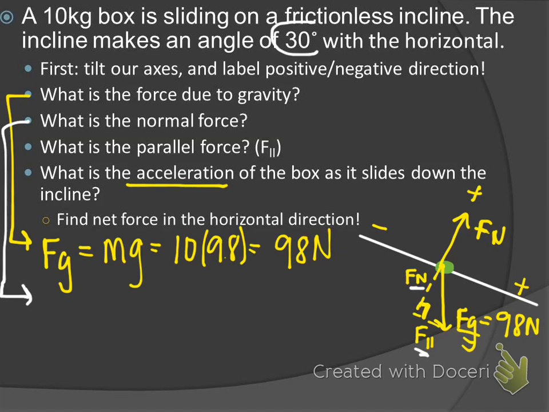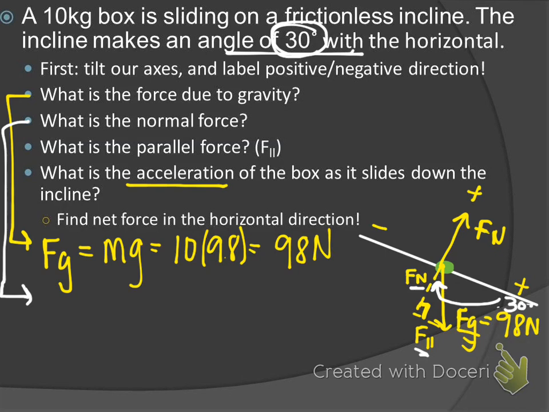Here is where our angle comes into play. It says that our incline makes an angle of 30 degrees with the horizontal. So what that means is that if we look at our incline, 30 degrees goes right here at the bottom of our incline, and it also corresponds to the angle right inside our gravitational triangle, which is also 30 degrees. Okay, that angle always matches our gravitational triangle.